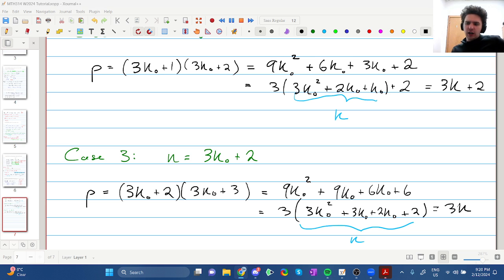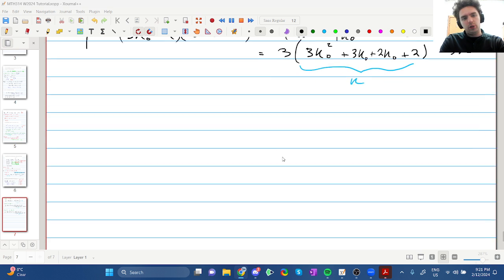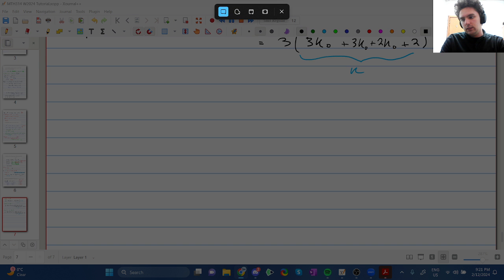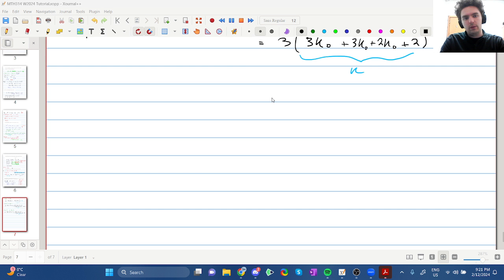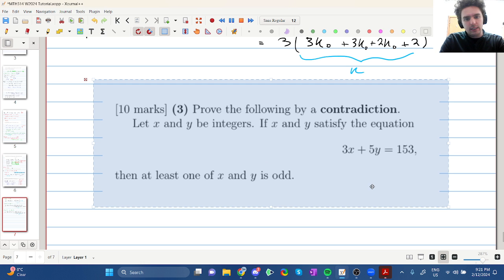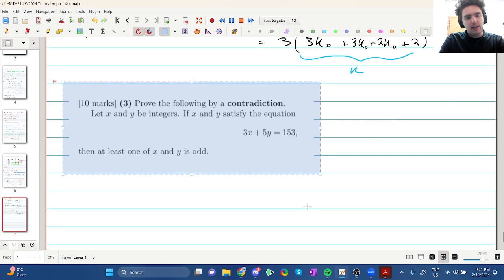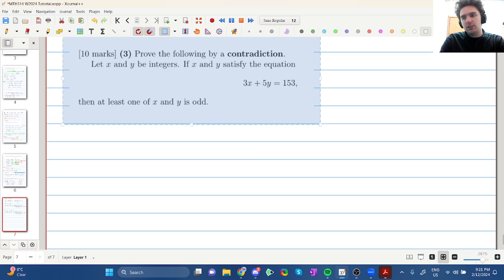Someone said that there would be contradiction. So there's one more example on this test that's with contradiction. We can try it. Let's see what it says. It says, prove the following by contradiction. Let x and y be integers. If x and y satisfy this equation, then at least one is odd.